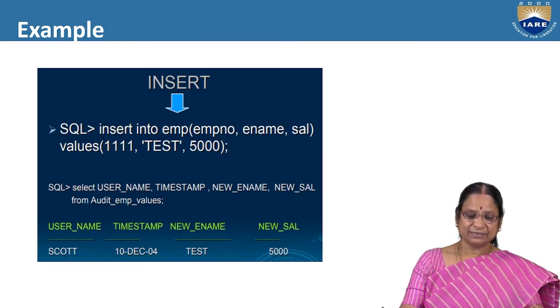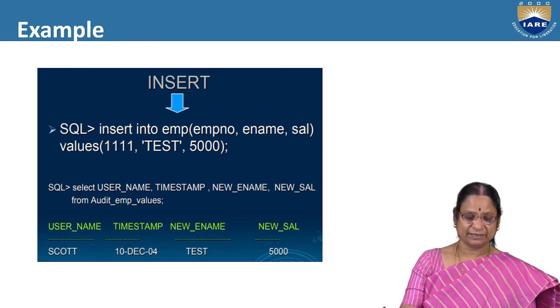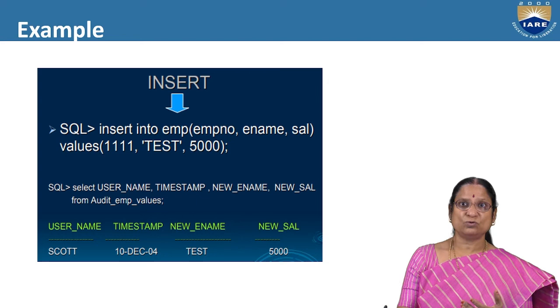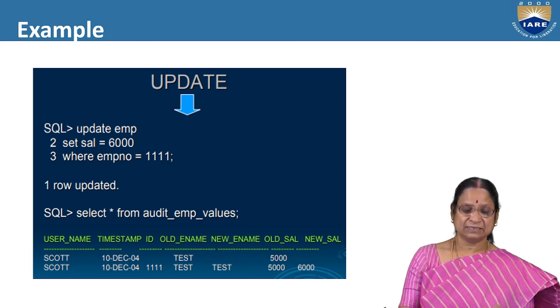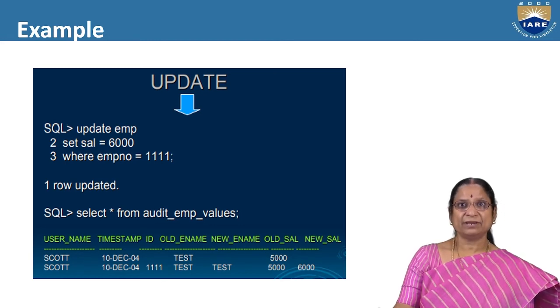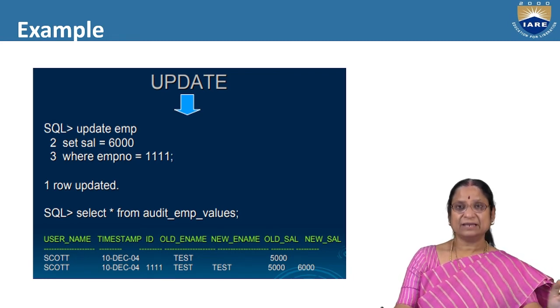So when I am executing an insert, automatically my audit table is filled. What data is being inserted? I am inserting the username, timestamp, the new name, and the new salary, because there is no old value here, since we are inserting. If you take an update, for a particular employee 111 for 4 months we are updating the salary to 6,000. So we get the time, the ID, which employee ID? Employee ID 41. The old name is test, the new name is also test, test was not updated. And the old salary is 5,000, the new salary is 6,000.